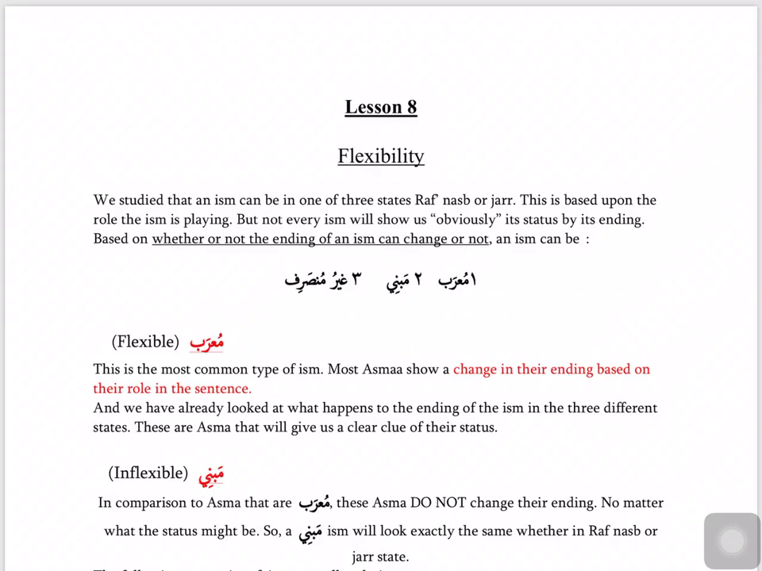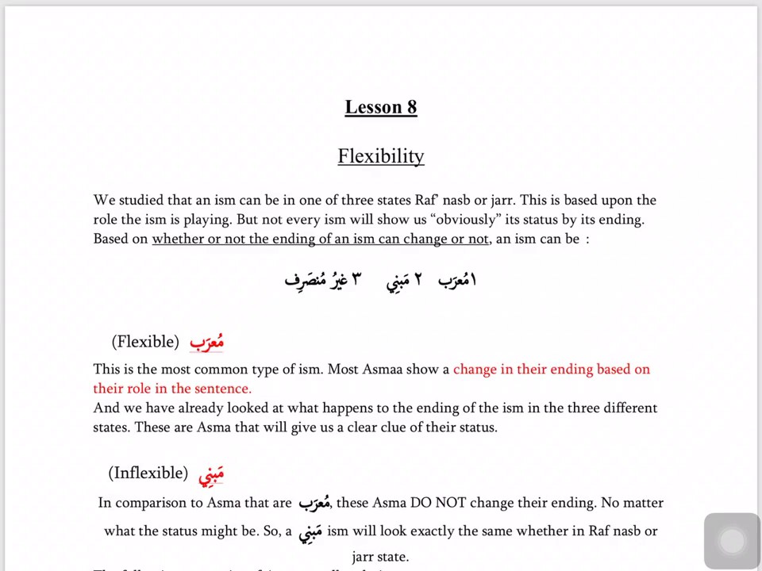As far as adad is concerned, we said that ism can either be singular, mufrad, musanna, dual, or it can be jama. If it is a jama, a plural, it will either be jama muzakkar salim, jama muannath salim, or jama taksir. Then the third property of ism is whether it is definite or indefinite. There were 7 categories that made an ism definite. And the last property of ism was its status, its i'rab, its hala. Is it raf, nasb, or jar?